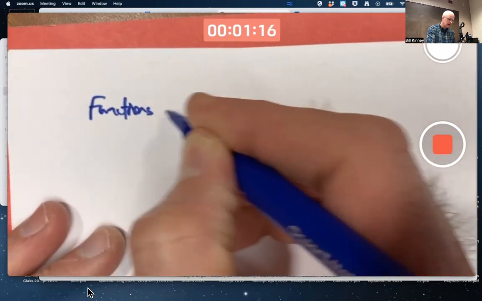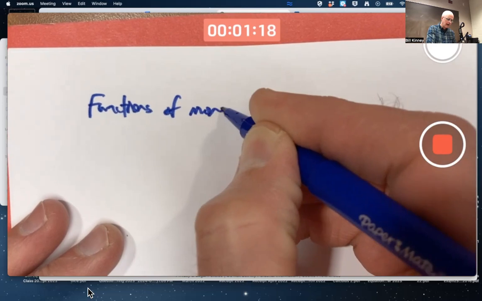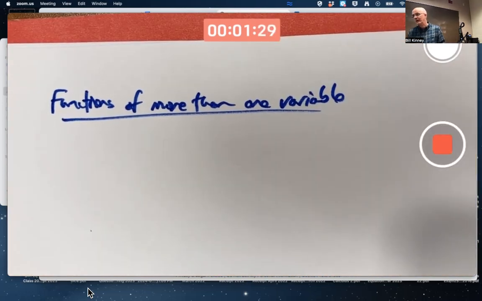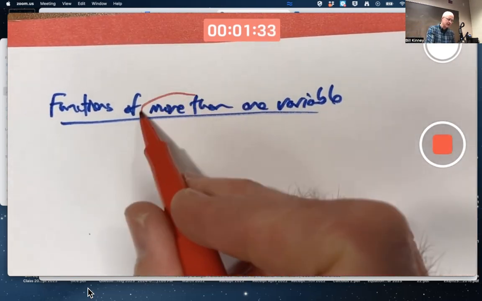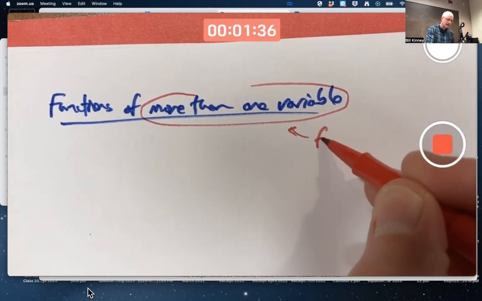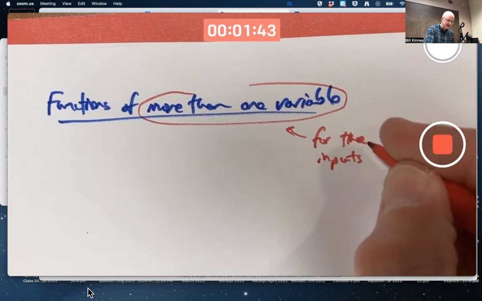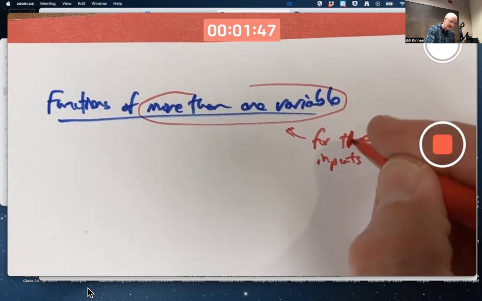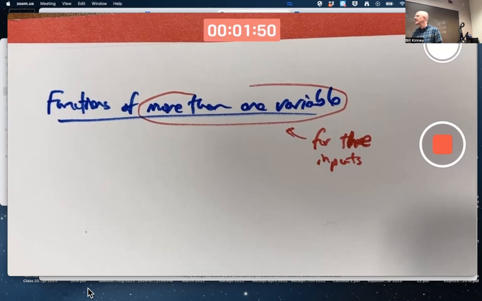Functions of more than one variable, most commonly 2 or 3 variables. And this is referring to the inputs. People typically think of this as being kind of the main topic of multivariable calculus. It's the reason for the name, multivariable calculus. What are we going to do with these functions? Well, what we always do in calculus: ultimately differentiate them and integrate them.